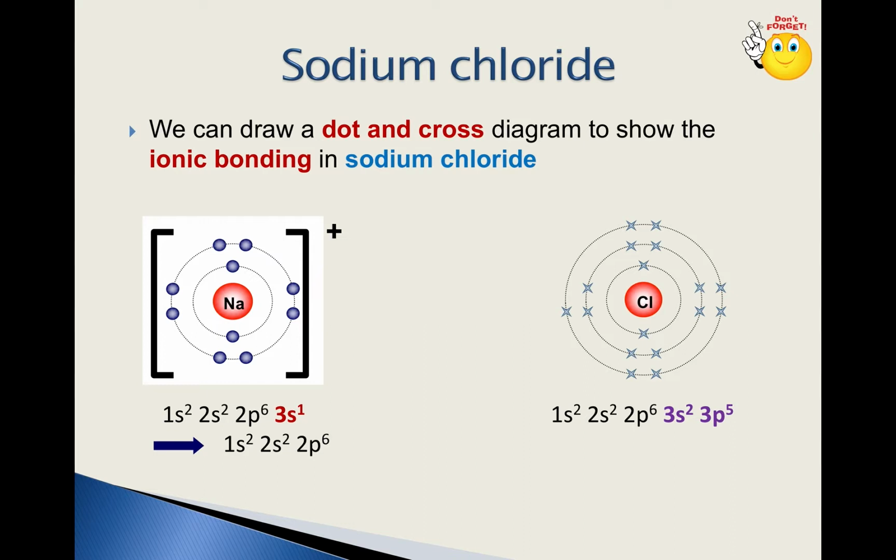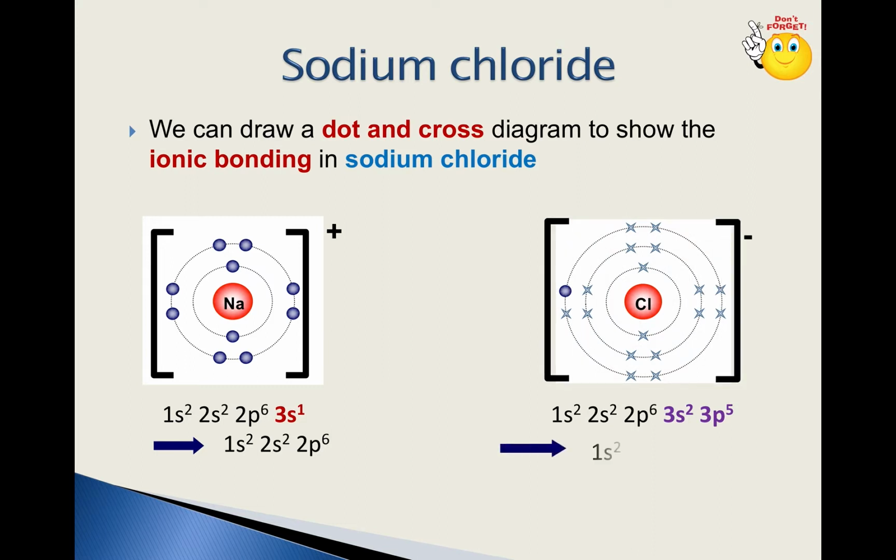In terms of chlorine, that picks up this electron. And once that's gained the electron, that will go from 7 to 8 in its outer shell. So there it is. It's gone from 7 to 8 in its outer shell, and it's developed a negative charge. So square brackets and a negative charge. The positive and the negative charge will attract to each other because they're oppositely charged, and that is the ionic bond that's taking place in sodium chloride. So that's the dot and cross diagram for sodium chloride.